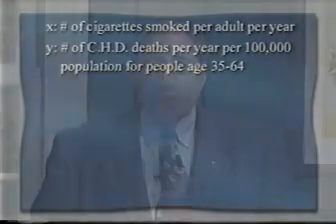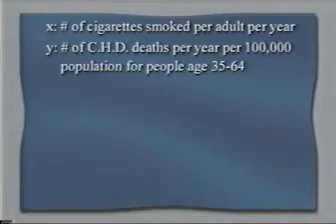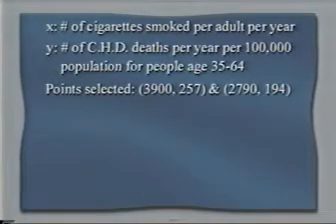The age range was selected so that if smoking had an effect, they would have a number of years of smoking, and beyond 64 it was felt that there were other possibilities for causing heart attacks, and therefore that would be confusing for the data. When we chose 2 points, 1 point turned out for the United States to be 3,900 cigarettes per adult per year and a 257 CHD death rate. The other point had an X of 2,790 and a Y of 194.